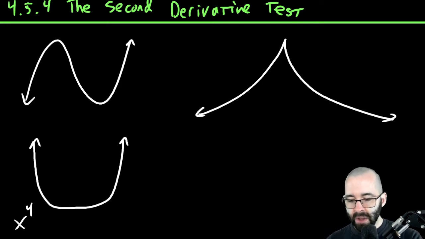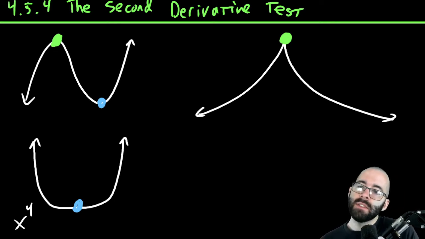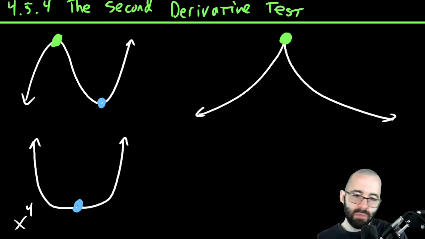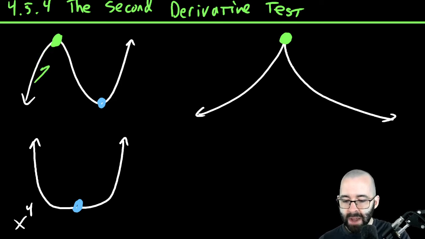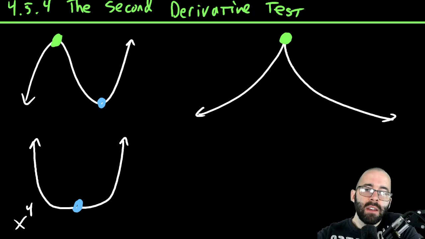She's not. So we have a local minimum right here and right here. We have a local maximum right here and right here. And so the first derivative test we talked about already. Increasing to decreasing is local max. Decreasing to increasing is local min. Here we're saying, well, what is this? What does the second derivative tell us about these things?